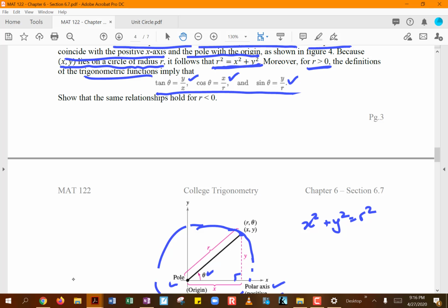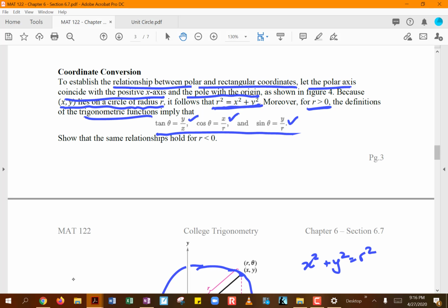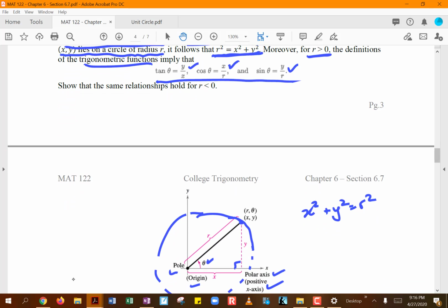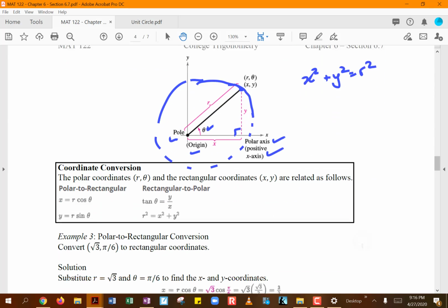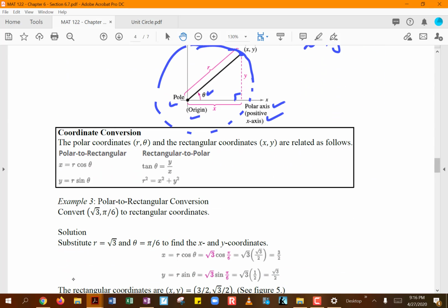And this will actually help us talk about the relationship between the polar coordinates and the rectangular coordinates, okay? And basically you can show that it will be the same relationships even if our r value was a negative number. So this is what you need to remember when we want to make our conversion from polar to rectangular or from rectangular to polar coordinates.